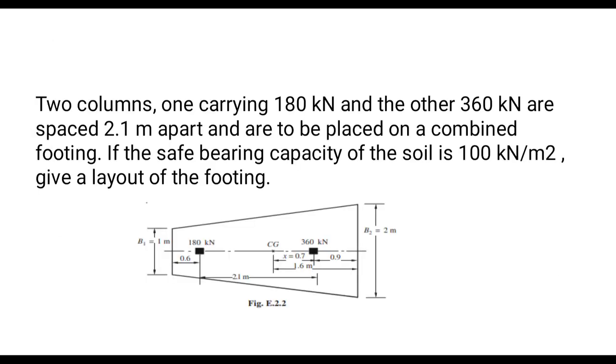Next, question number 2. Two columns, one carrying 180 kN and the other 360 kN, are spaced 2.1 meter apart and are to be placed on a combined footing. The safe bearing capacity of the soil is 100 kN per meter square. Give the layout of the footing. The figure shows the layout of this footing.